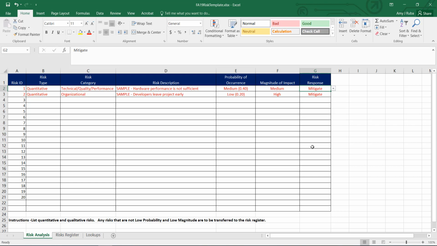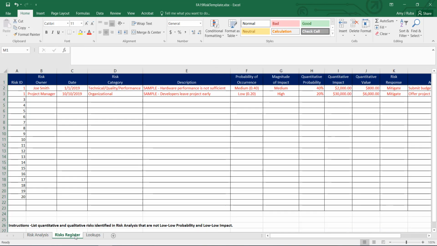Once you have identified all the project risks, it is now time to quantify the risks in the risk register. You will take all risks that you identified in the risk analysis, other than those that are low probability and low impact, to the risk register. Once you have transferred them to the risk register, you will need to complete the additional information for each risk.